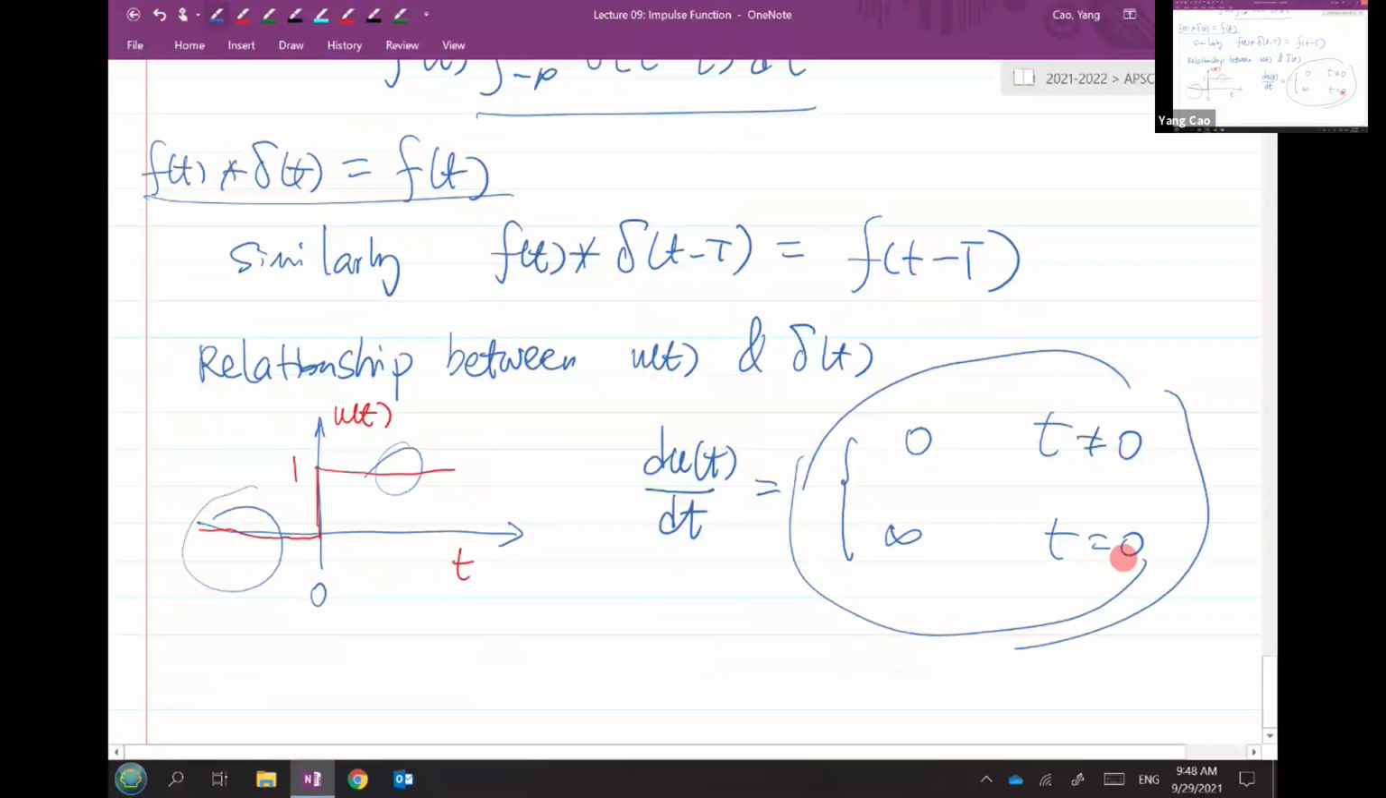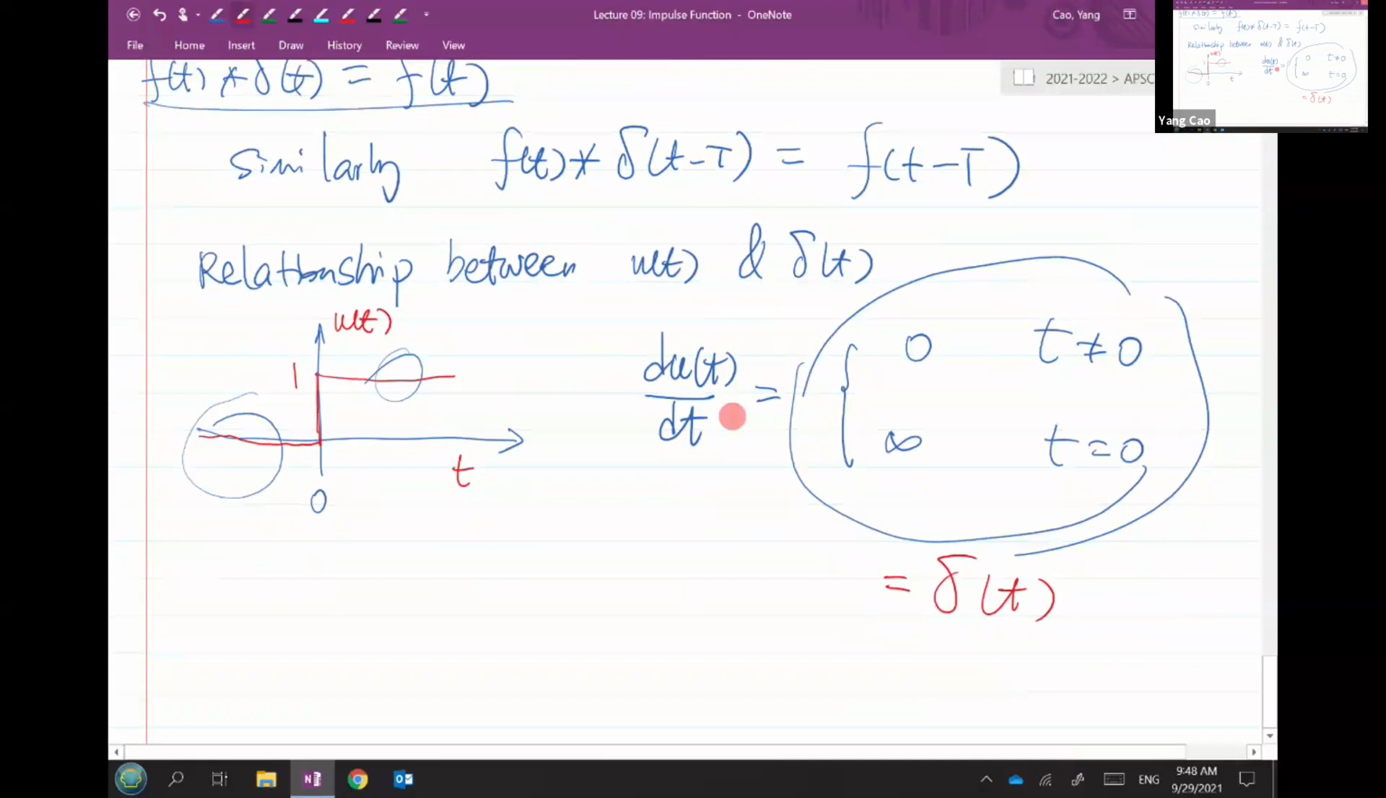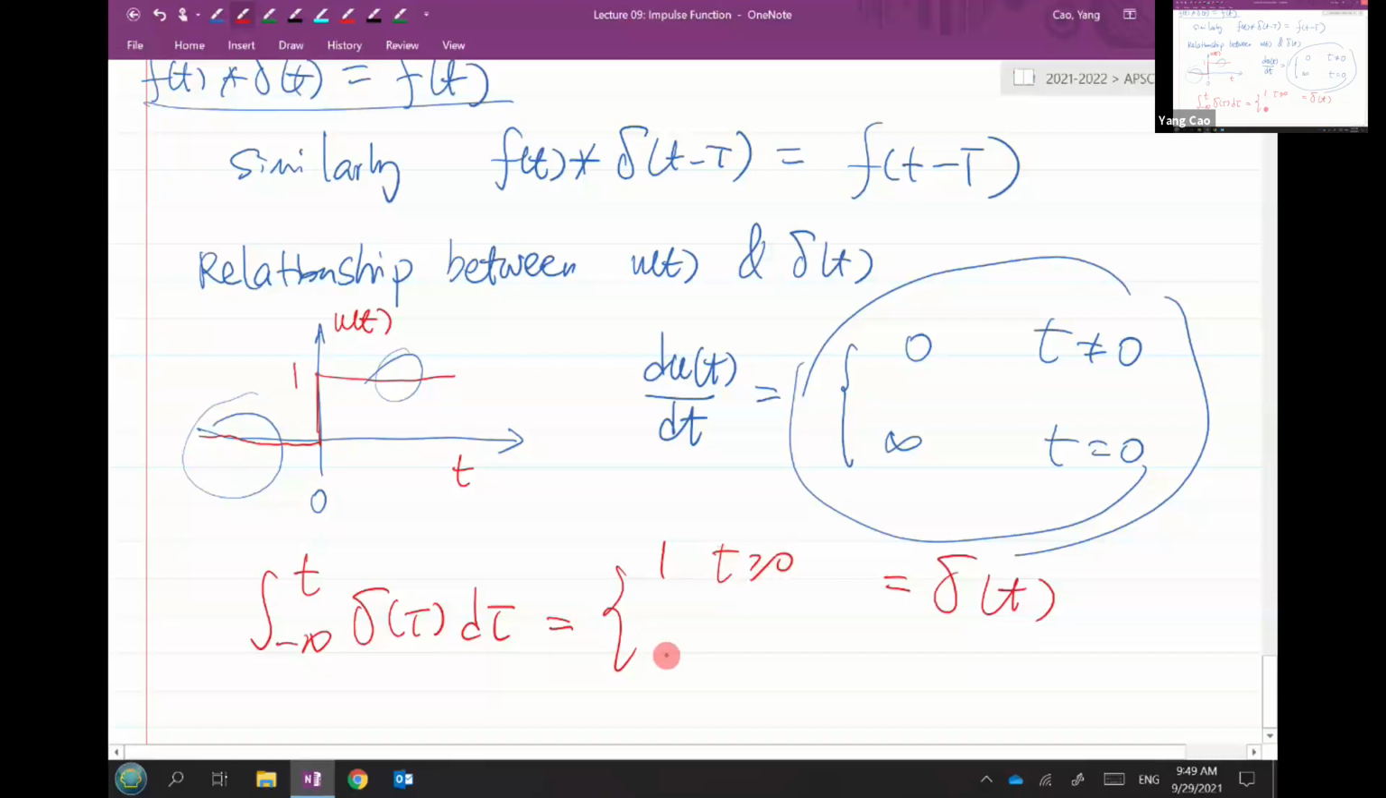So what does this final result remind you of? Delta t, isn't it, right? That's your impulse function definition. Okay, so that's the connection. If you take the derivative of the unit step function, you get the delta function. Or if I take the reverse approach, if I integrate this delta function, this is like an antiderivative. If you integrate this, you get 1 when t is greater than 0 and 0 when t is less than 0. You will get back the unit step function.